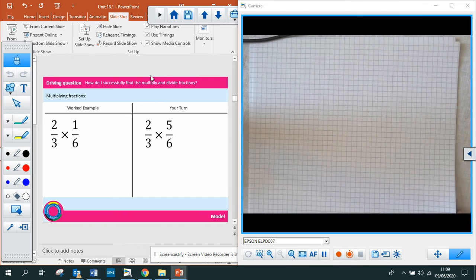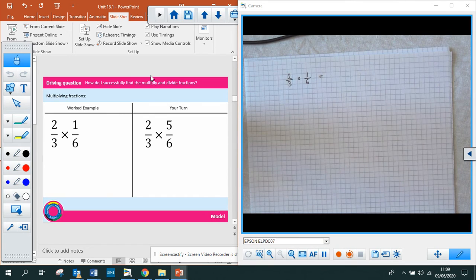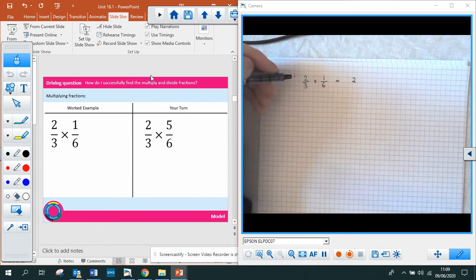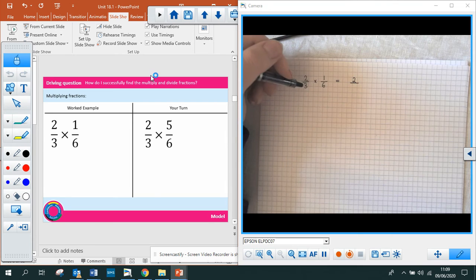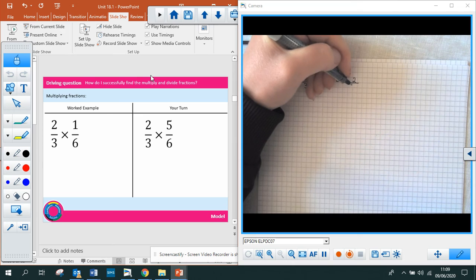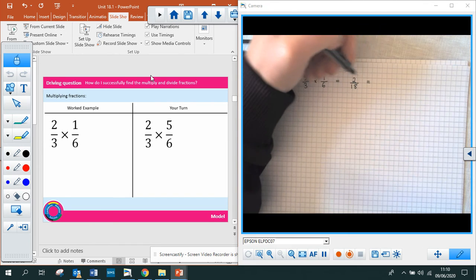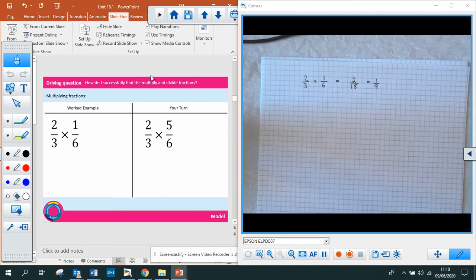I've got 2/3 multiplied by 1/6, okay? Multiplying fractions is really easy. All you need to do is multiply. Multiply your two top numbers together, they're called your numerators. 2 times 1 is 2, so that's the top number, your numerator in your answer. 3 times 6 is 18, so that is your denominator. You can simplify this, they're both divisible by 2 because they're both even, so you can have 1/9.